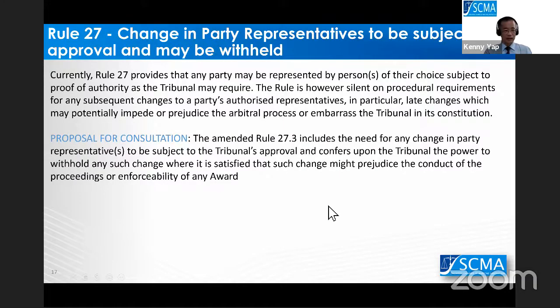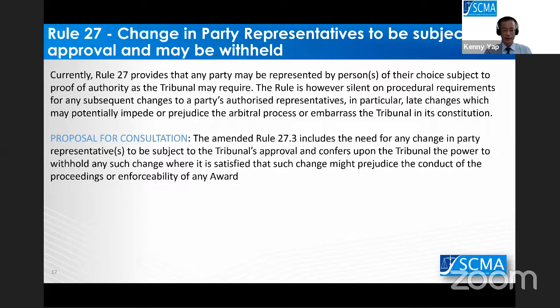Now, Rule 27 concerns change in the parties' representatives. The issue here is whether we should make it subject to the approval of the tribunal. Currently, Rule 27 provides that any parties may be represented by persons of their choice, subject to proof of authority as the tribunal may require. The rule is, however, silent on procedural requirements for any subsequent changes to a party's authorized representatives. In particular, late changes which may potentially impede or prejudice the arbitral process or embarrass the tribunal in its constitution.